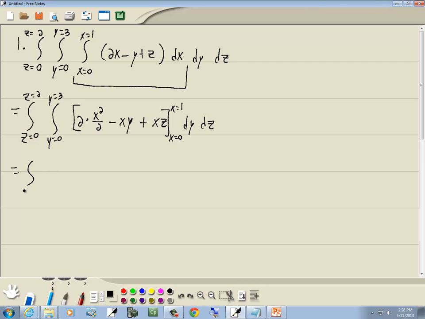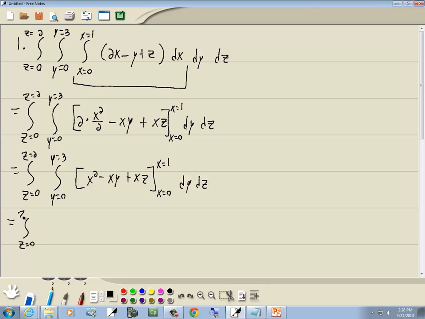Okay, so we got z equal to 0 to z equal to 2, and then this carries down also. y equal to 0, y equal to 3. I can simplify this a little bit. Those 2's cancel. We got x squared minus xy plus xz, from x equals 0 to x equals 1. Well, now we'll plug in those numbers.